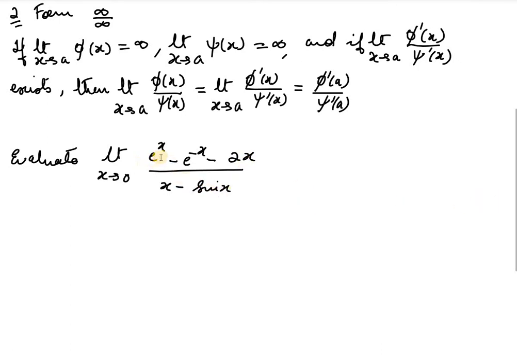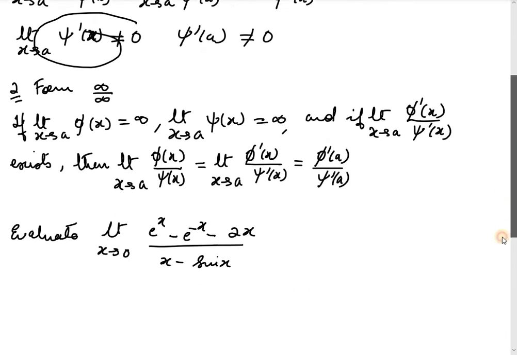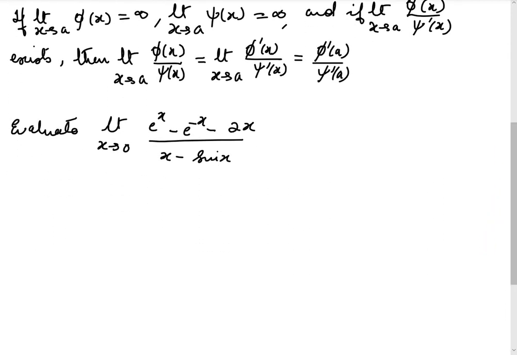Now if you substitute x equal to 0 in the numerator, e to the power 0 will be 1, e to the power minus 0 also will be 1, so it will be 1 minus 1 minus 2 into 0. So you will get 1 minus 1, that is 0 in the numerator. In the denominator also, if you replace x by 0, it will be 0 minus sin of 0, which is 0. So this one is of 0 by 0 form. Then we can apply this L'Hopital rule, differentiating the numerator separately and the denominator separately. So let us solve this one.